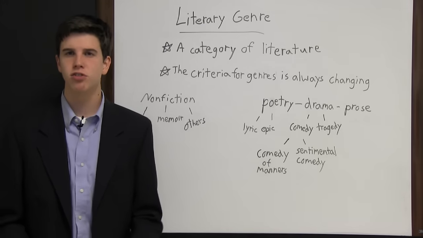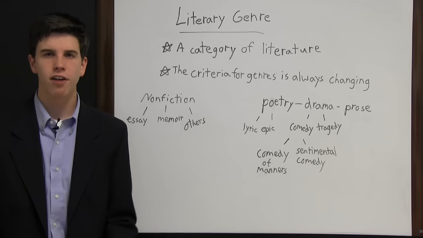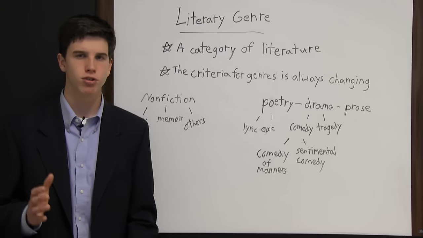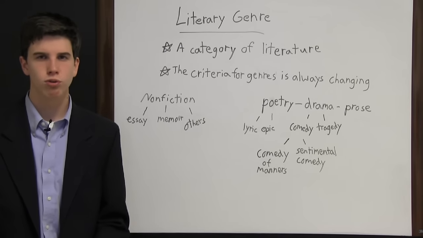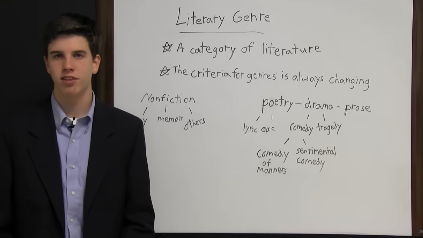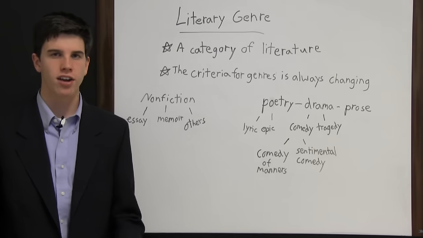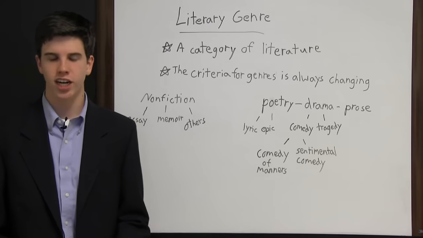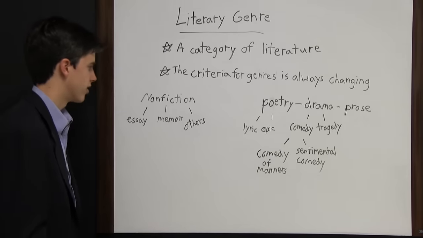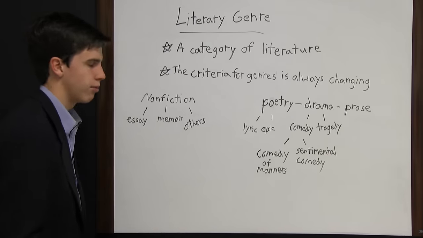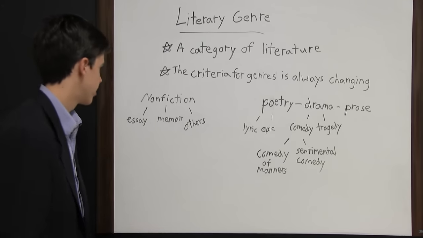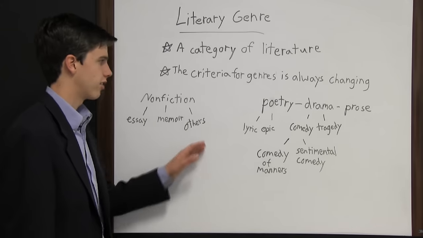Take, for example, the two simplest genres, nonfiction and fiction. Nonfiction being a true story and fiction being a made-up story. Sometimes authors will combine those two genres by writing about a true story but changing the names of the characters. So then it's both a nonfiction story and a fiction story, creating a third genre. So take a look at some other genres out there. Take nonfiction, for example. You have the genre of nonfiction, but then you can split that up into the subgenres of essay, memoir, and then there's others as well.